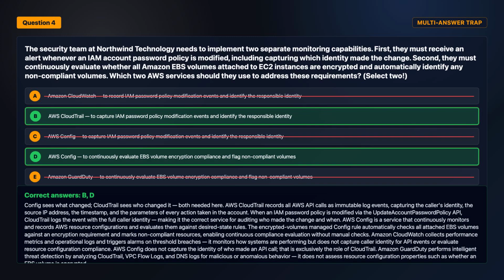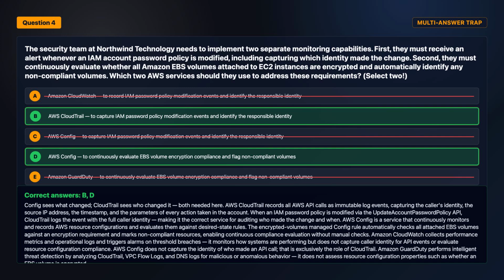The correct answers are option B and option D. Config sees what changed. CloudTrail sees who changed it, both needed here. AWS CloudTrail records all AWS API calls as immutable log events, capturing the caller's identity, the source IP address, the timestamp, and the parameters of every action taken in the account. When an IAM password policy is modified via the UpdateAccountPasswordPolicy API, CloudTrail logs the event with the full caller identity, making it the correct service for auditing who made the change and when.